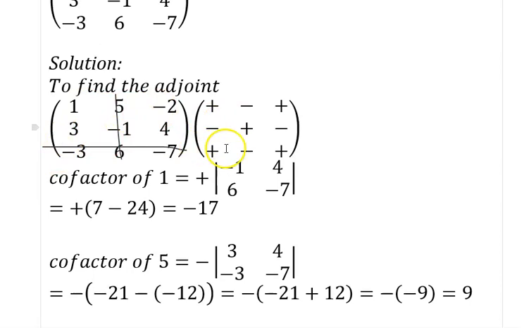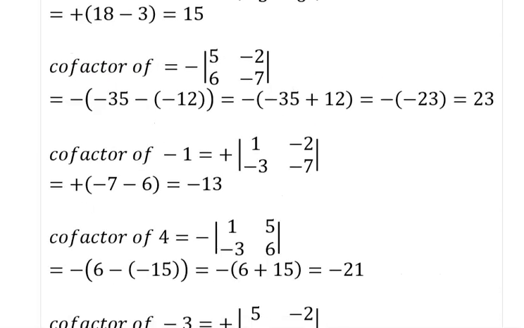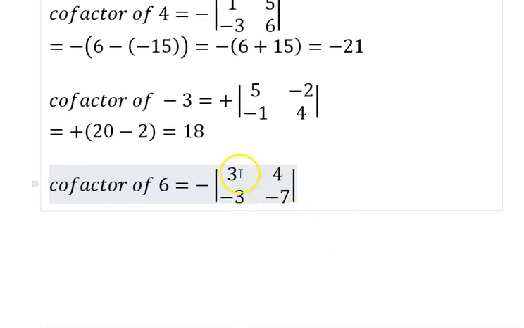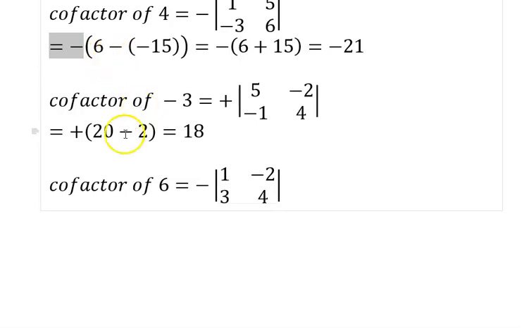So what do we have left? 1 minus 2, 3, 4. Beautiful. The corresponding sign is what? Minus. 1 minus 2, 3, 4.